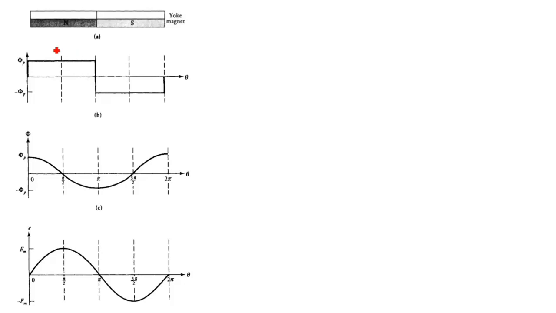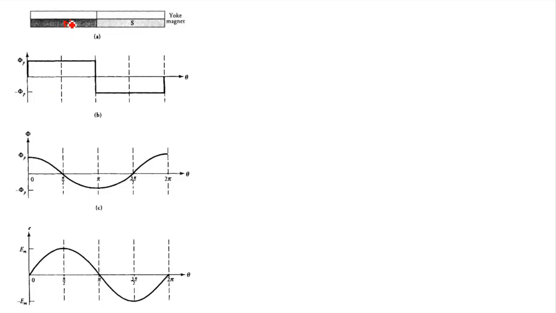We can see here, this is your yoke, this is your north pole and south pole. If we flatten the magnetic path, right? So this is your north pole. We'll cut the machine and flatten it. It will look like this. Your yoke will look like this. Your magnets attached to the yoke will look like this. This will be your north pole. This will be your south pole, right?